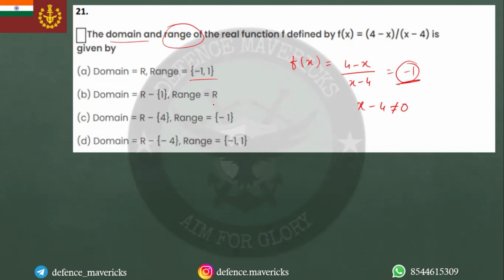So if you see, this is wrong, only this is correct, this is also wrong. Only option C is correct, and luckily in option C the domain is also given correctly, because x minus 4 cannot be 0, so x cannot be 4. X can take any other value but not 4. So C is the answer.